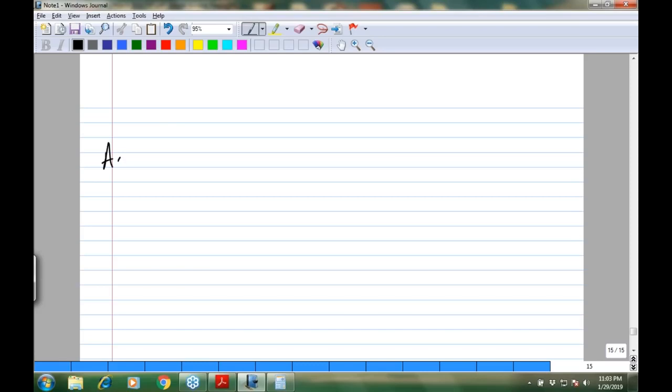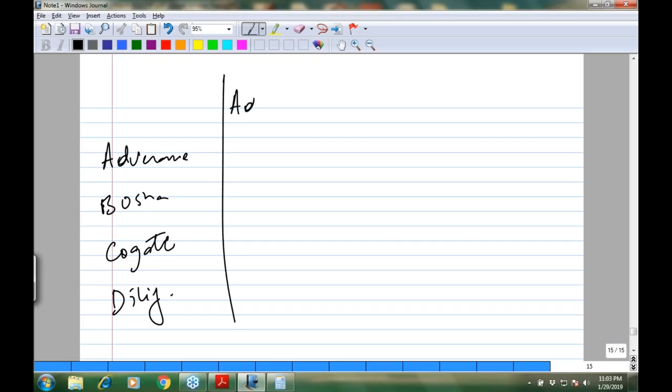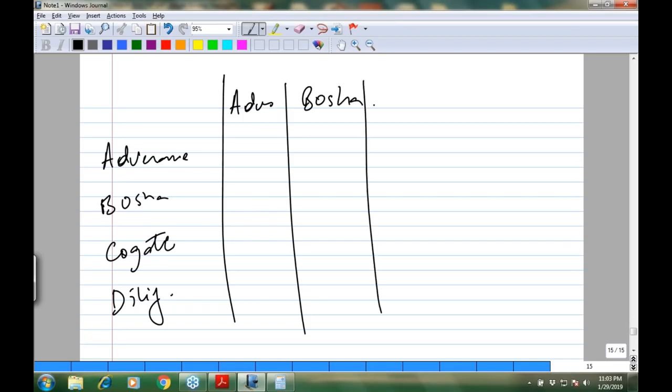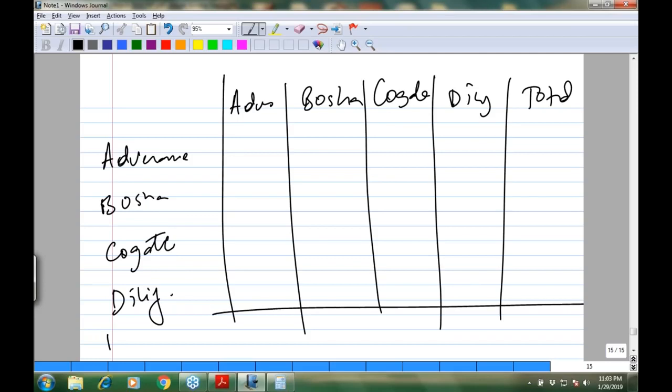You would say we have got Adverine, which is the Swiss company. Then we have got Boscha, Colgate, and Dilling, and then this is going to be a total, and this is also going to be a total. Now you could actually read them both ways. You could say that we are reading across as owed by, and we're reading downwards as owed to.